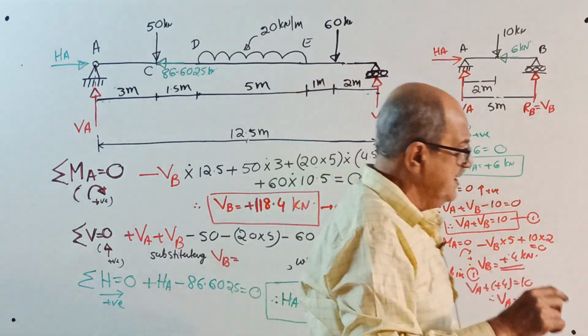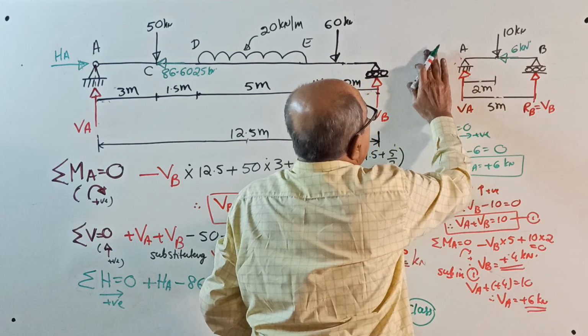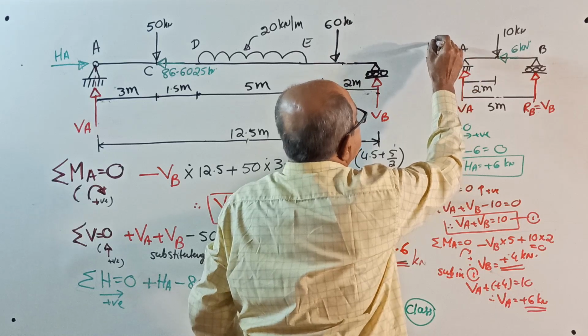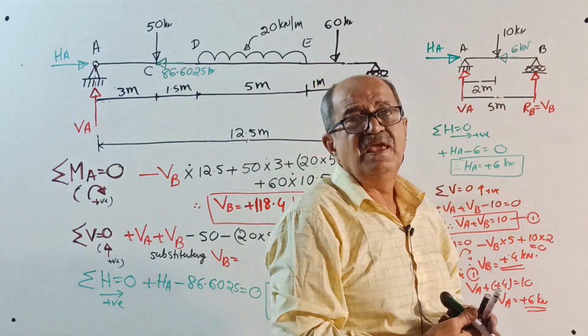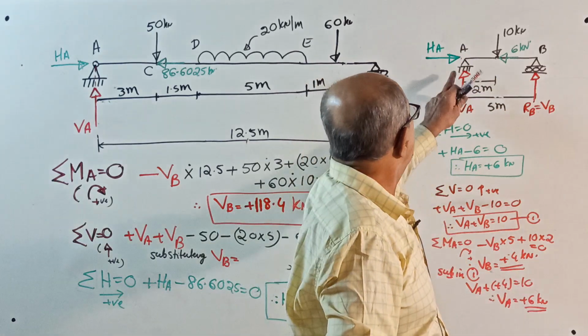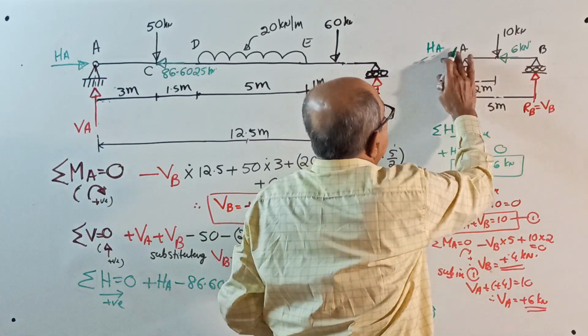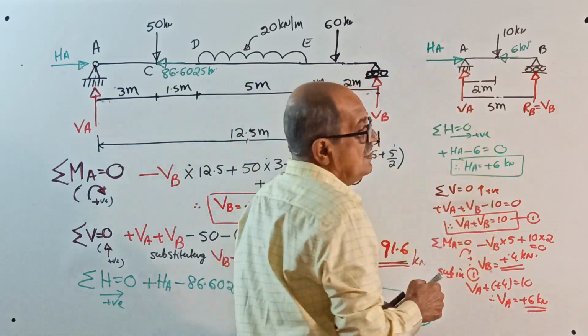Now do one thing. For some reason, I want the horizontal reaction to be some other color. I will write it in green color, for some reason I will tell you later. Anyway, color is used: for vertical reaction I used red color, for horizontal reaction I used green color. I should touch the beam. Okay, no problem.